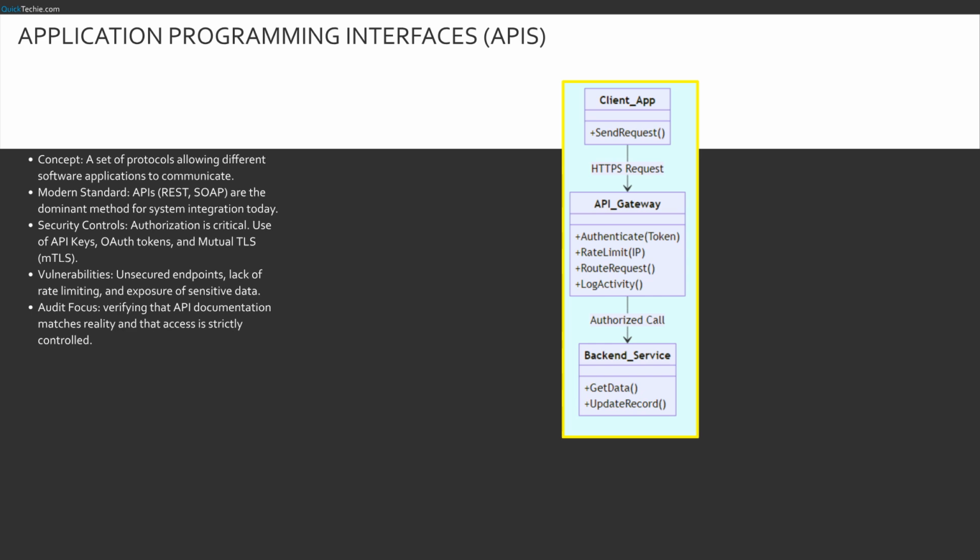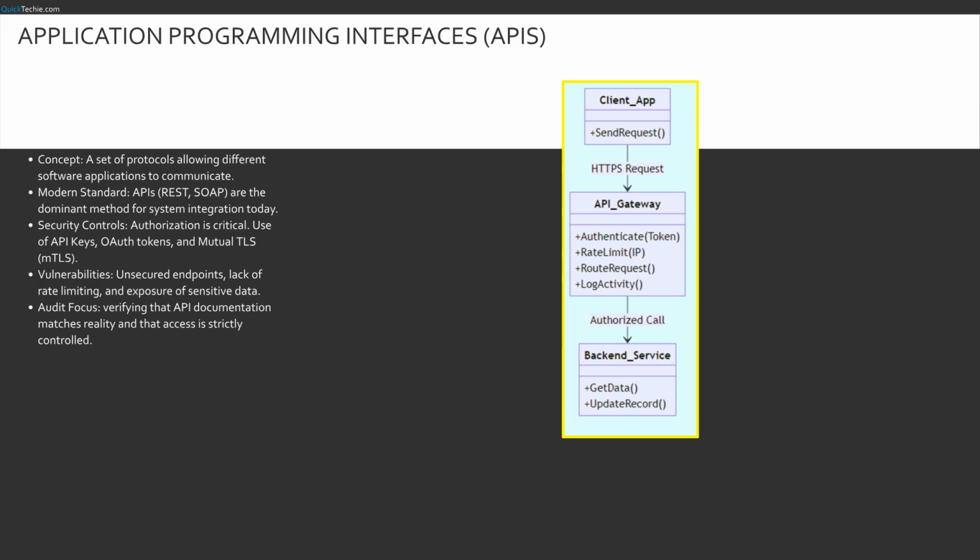A common operational risk is the shadow API, an endpoint created by developers that operations doesn't know about and therefore doesn't secure. As auditors, we must verify that all APIs are documented, authorized, and monitored for abuse, such as denial of service attacks via rate limiting. This diagram highlights the role of the API gateway.